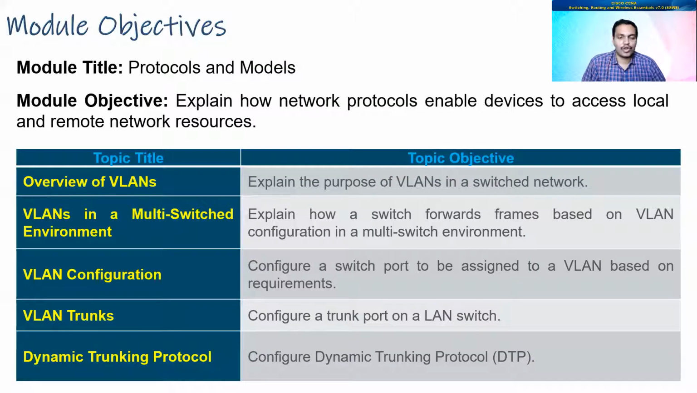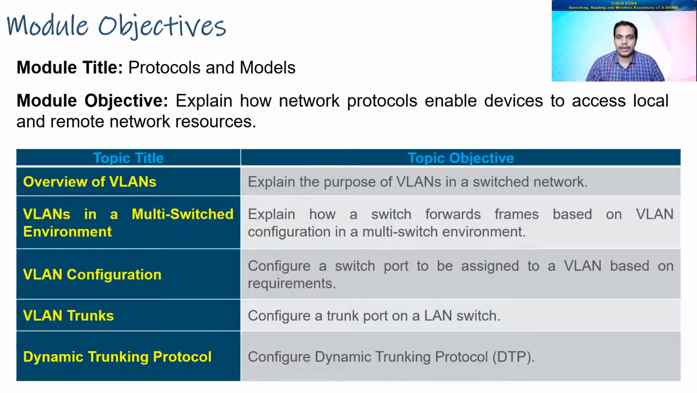These are the different topics that we are going to cover in this module. We will provide an overview of VLANs first, and then talk about VLANs in a multi-switched environment, where we learn how a switch forwards frames based on VLAN configuration. We will see how to configure VLANs, how to configure VLAN trunks, what a trunk is and its purpose, and finally the DTP protocol, the Dynamic Trunking Protocol, and why it is used. Okay, so let's get going with this.